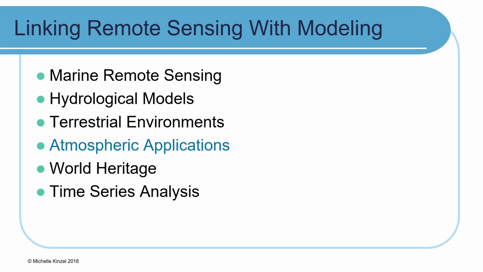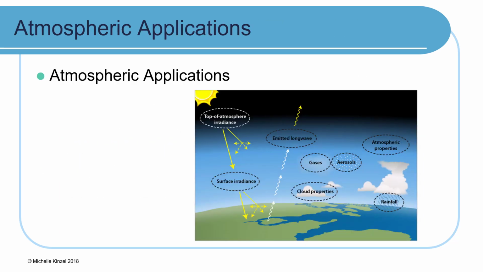So we're going to move on to atmospheric applications, and we can look at things like top of the atmosphere irradiance and surface irradiance, and it's very different because there are many gases, clouds, and other factors that the sun's energy is going to interact with between the top of the atmosphere and the surface of the Earth. We have emitted longwave, the study of gases and aerosols, atmospheric properties, cloud properties, and rainfall.